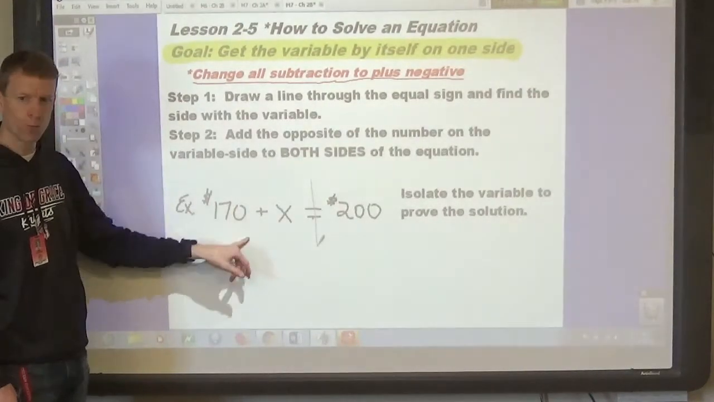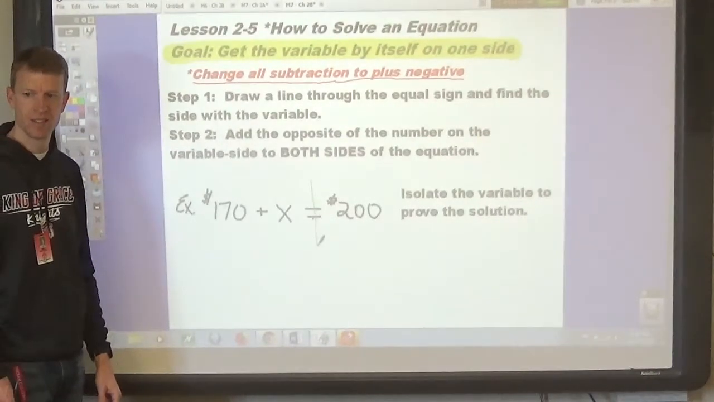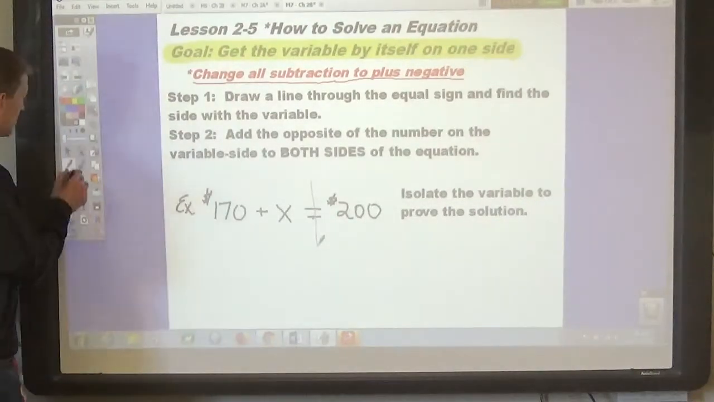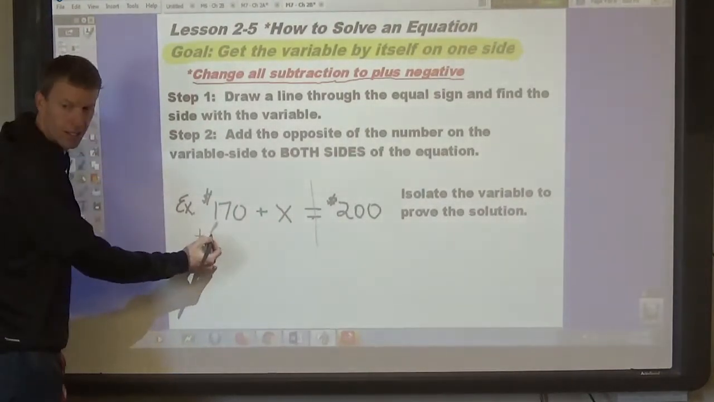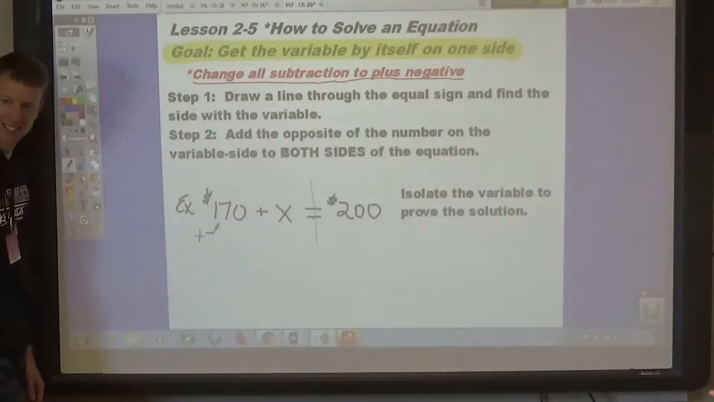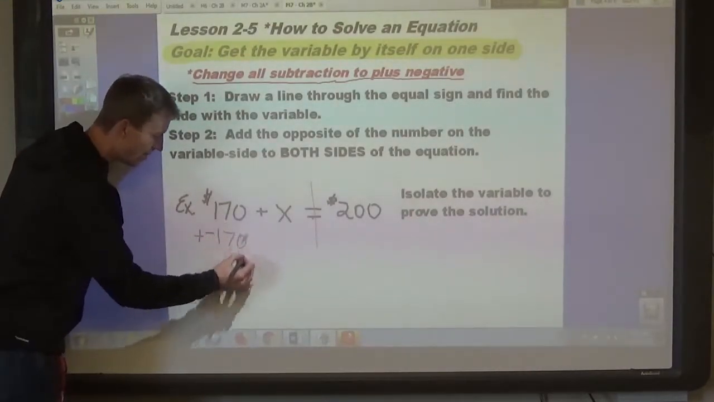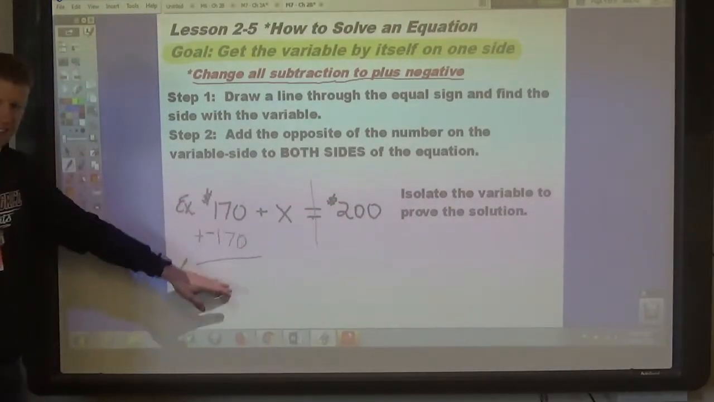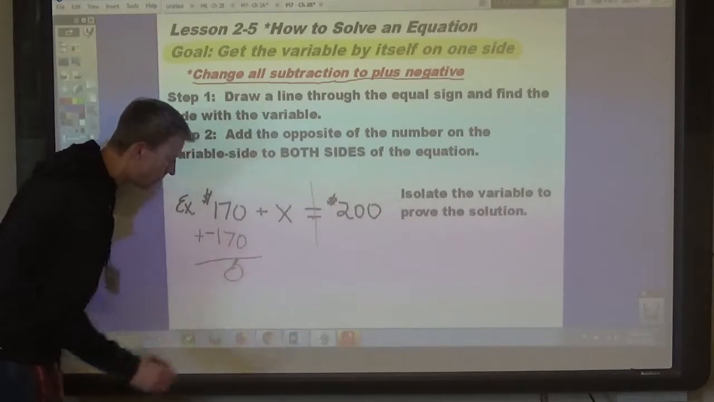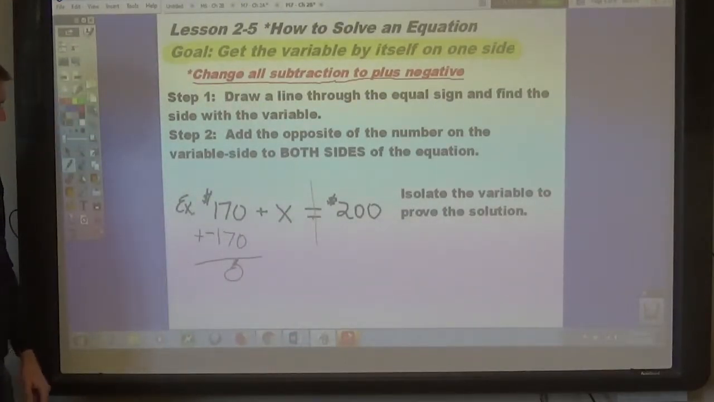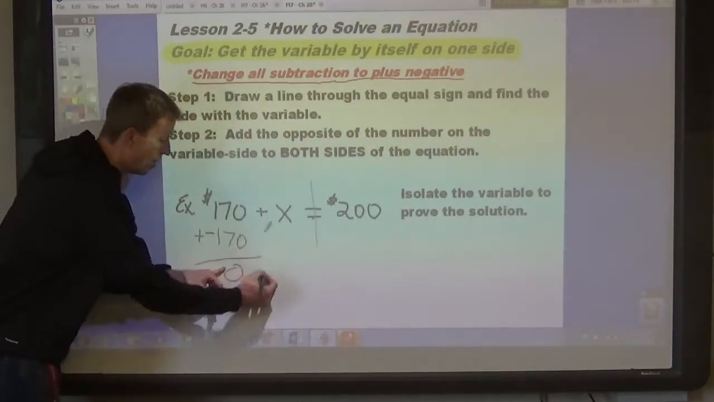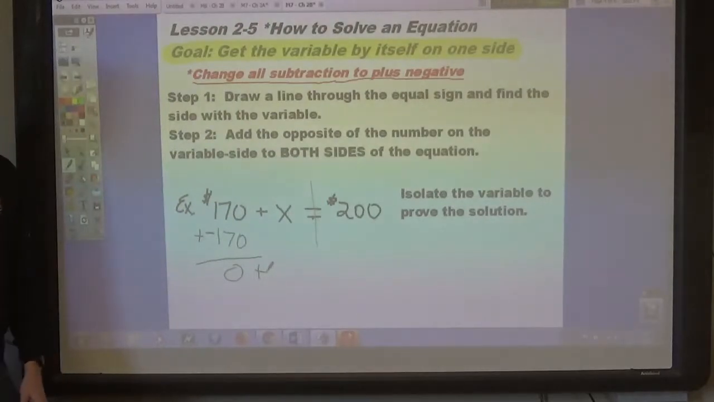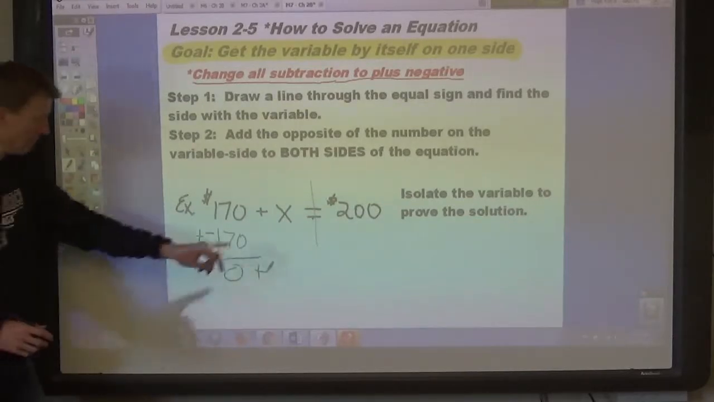So what is the opposite of 170? Liv? Negative 170. We add the opposite, -170, on the side with the variable, and that is equal to 0. Yep. So, on the left side, we have 0 plus what? 0 plus, Trevor? 0 plus x.